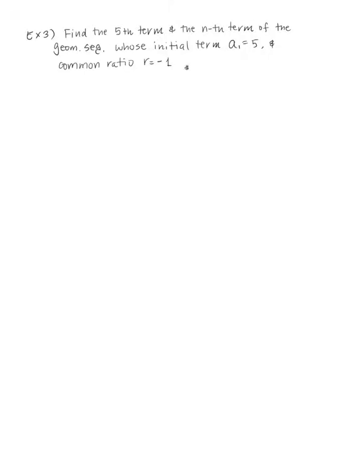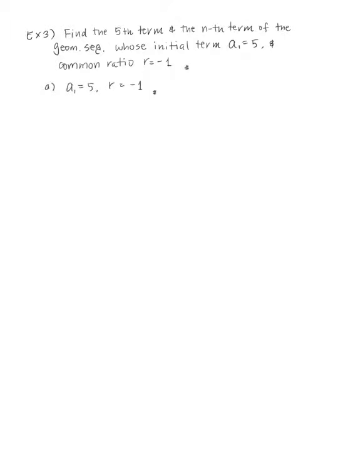Let's do something a little bit different. So example 3: find the fifth term and the nth term of the geometric sequence whose initial term is 5 and with the common ratio of -1. And I would like to do maybe 2 or 3 examples of this. So let's call this problem A, where a sub 1 is 5 and r is -1. So let's first look for the nth term of this geometric sequence. If I could come up with the formula for it, then the fifth term is very easy to find.